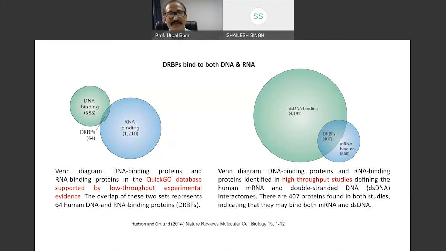So this is just to show you the ratio of DNA to RNA binding, but it depends on the type of study or the type of experiments being carried out. But you know that there's a common set of proteins which both bind.